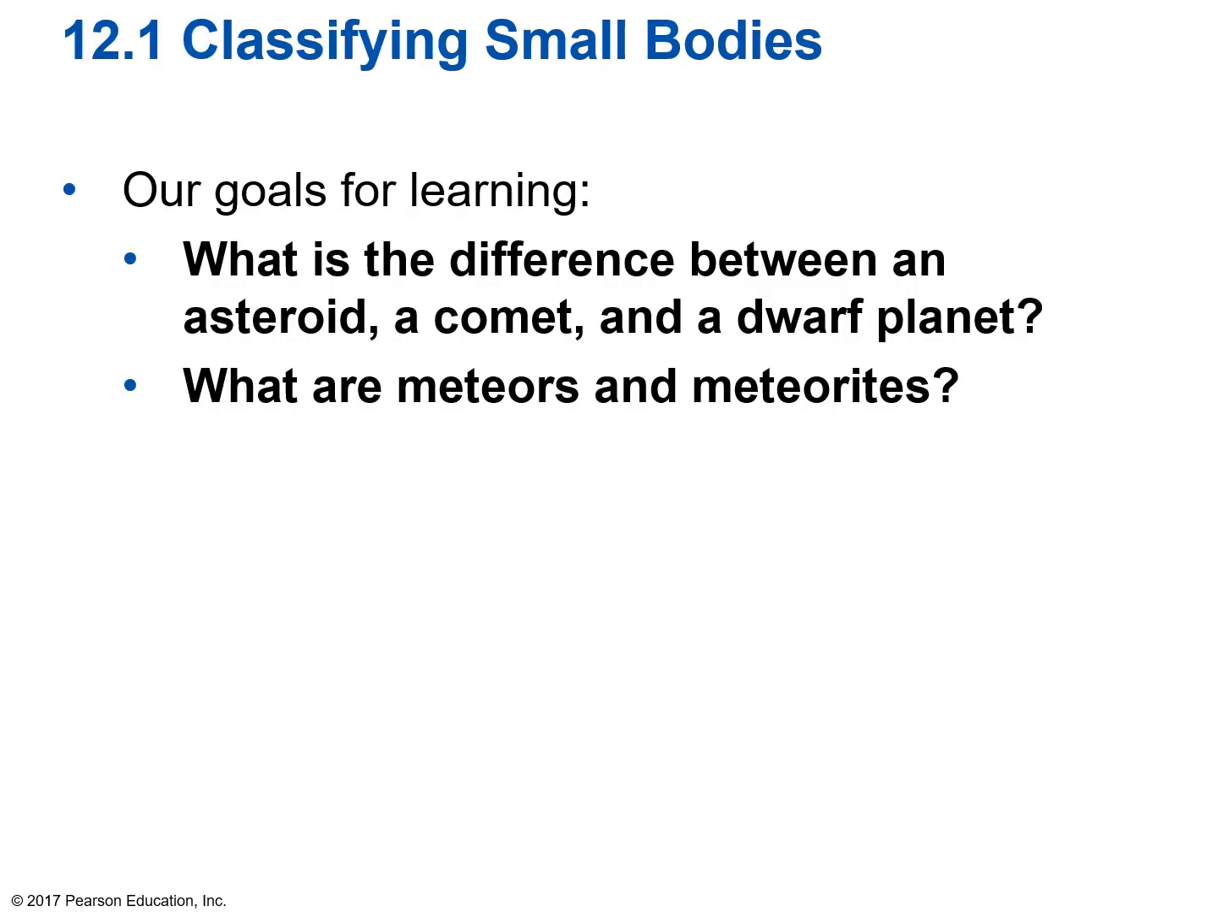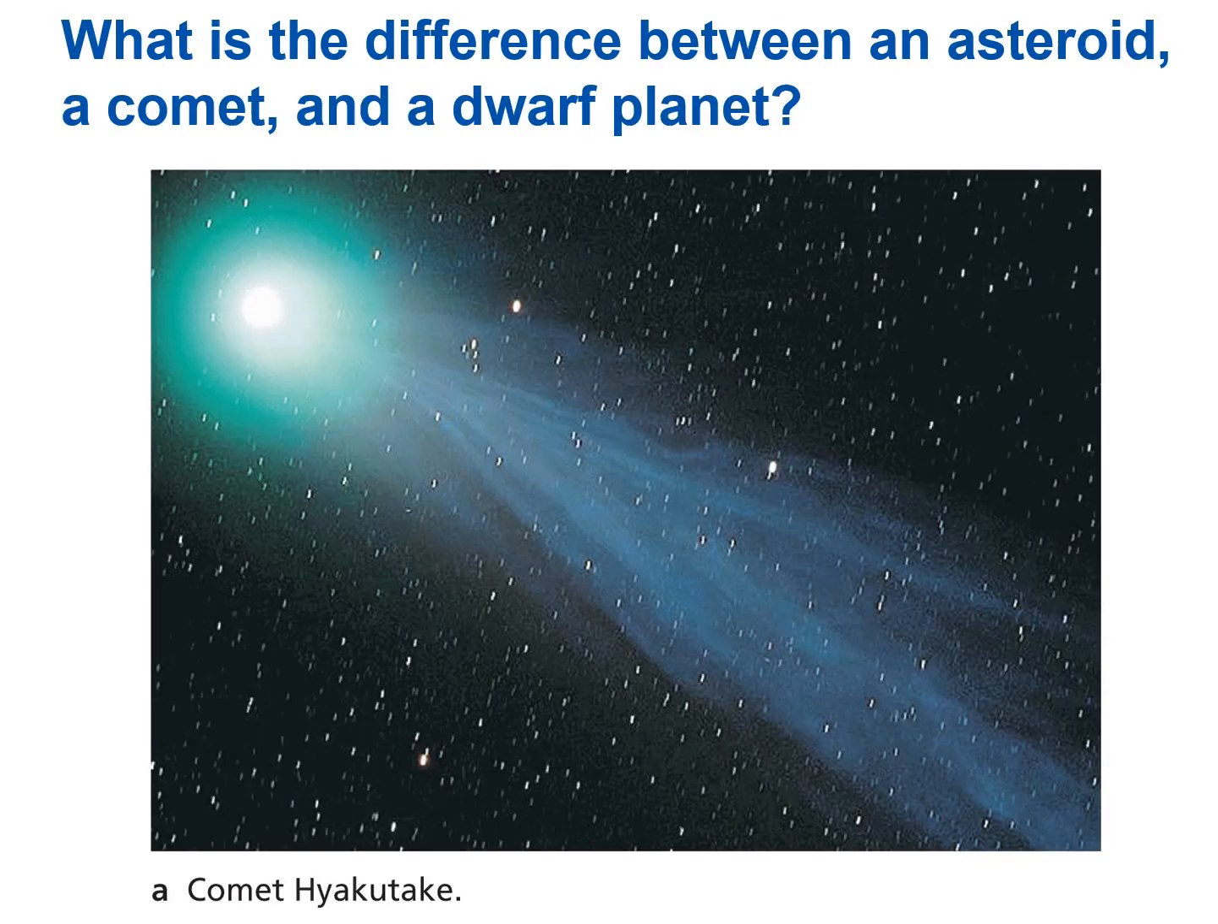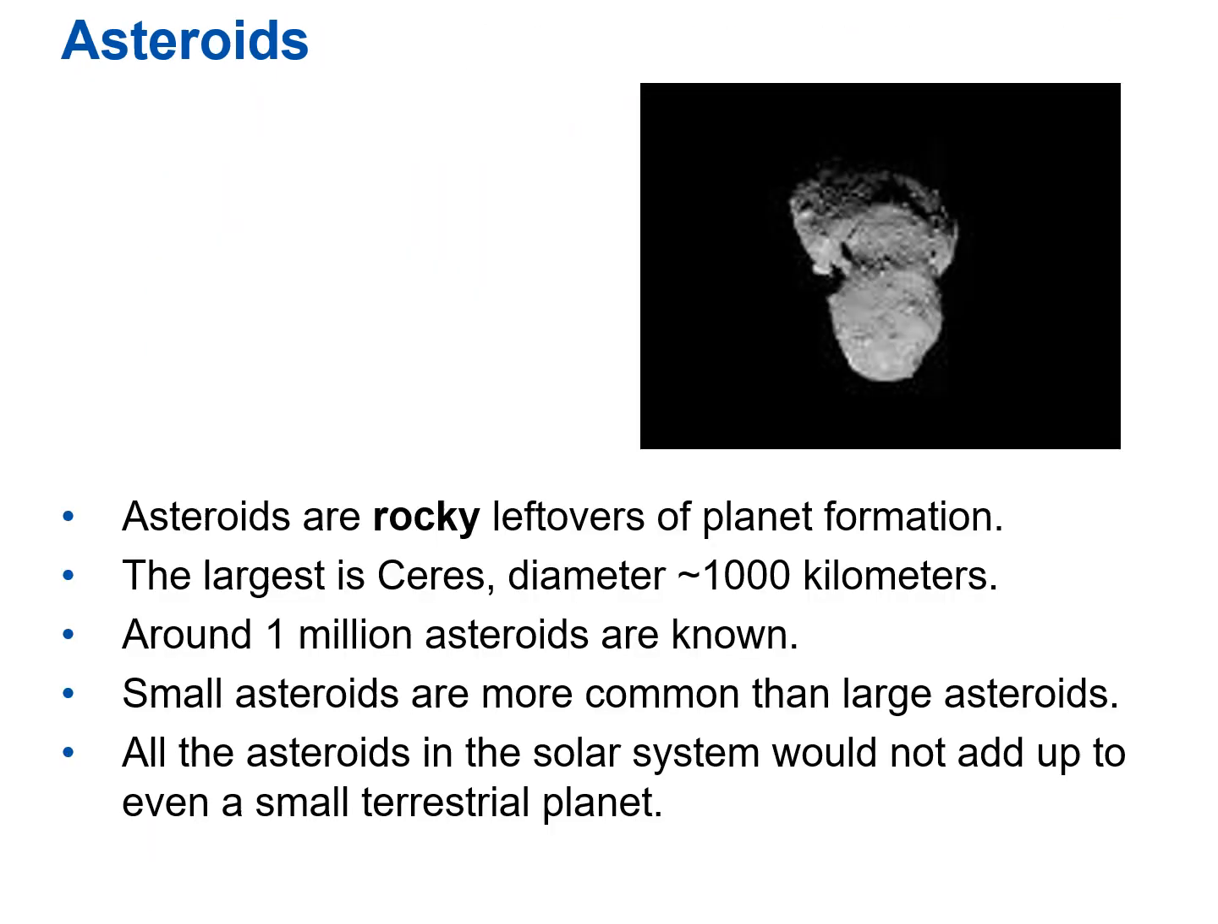Our goals for learning: what is the difference between an asteroid, a comet, and a dwarf planet, and what are meteors and meteorites? So let's talk about asteroids, comets, and dwarf planets. And here we see a picture of a comet, and we'll get into it later in this chapter, what exactly it is. Let's talk about asteroids first.